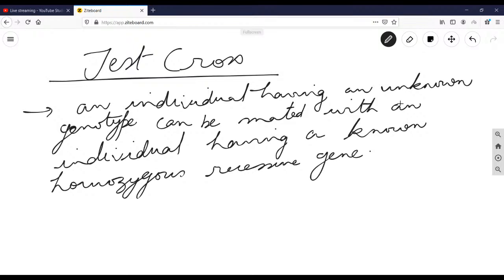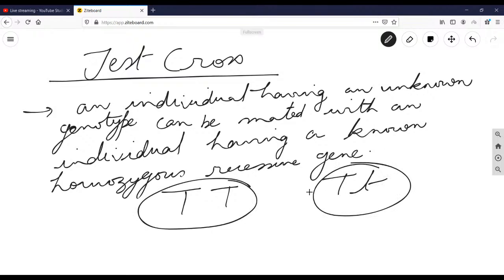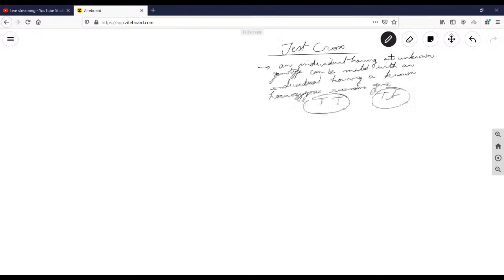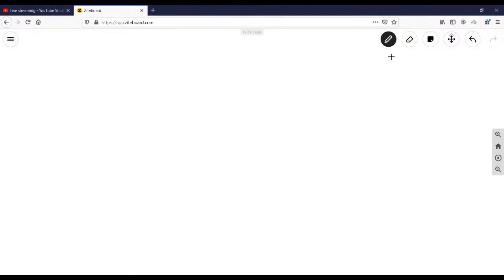The application of a test cross is that it can be used to determine whether a dominant phenotype is homozygous or heterozygous in nature, like we were discussing yesterday. Suppose I am tall, so after looking at me, you cannot tell whether I have this genotype or that genotype. Phenotypically I'm tall, but in order to know which genotype I possess, you have to go for a test cross. The application is quite promising and really easy.